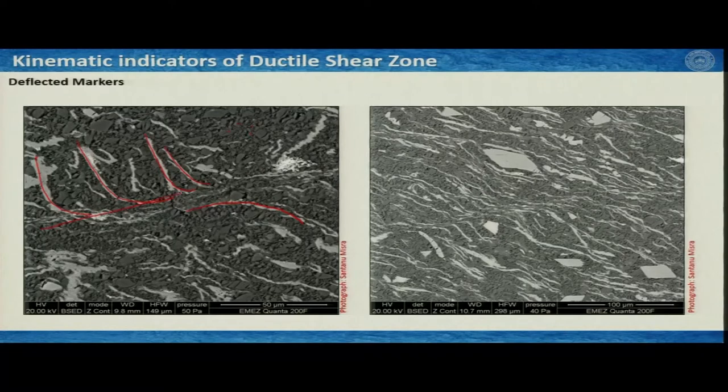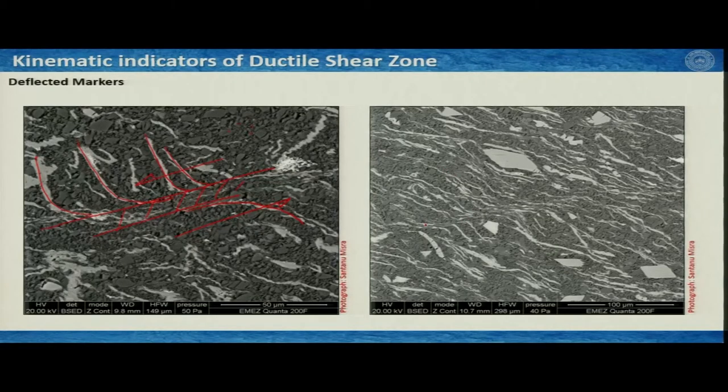And this is essentially the shear zone. So at least in this frame, we can figure out the sense of shear is this way. So this is sinistral sense of shear. Now, in a similar way, you can look at here as well.